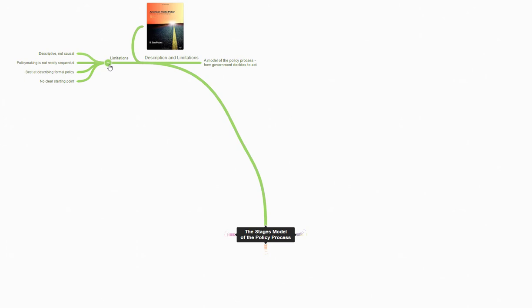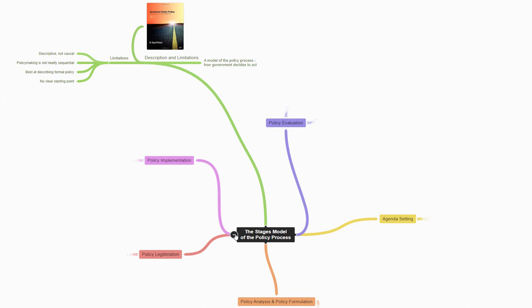The stages model, as the name implies, describes policymaking by putting activities into one of 5 different stages. Those stages are policy evaluation, agenda setting, policy analysis and formulation, legitimation, and implementation. And again, there's no clear starting point. Things could begin with agenda setting by a policymaker deciding he's going to do something. It could start with evaluation, where a report is done looking at the state of society. So it could start anywhere. We're going to start with policy evaluation.